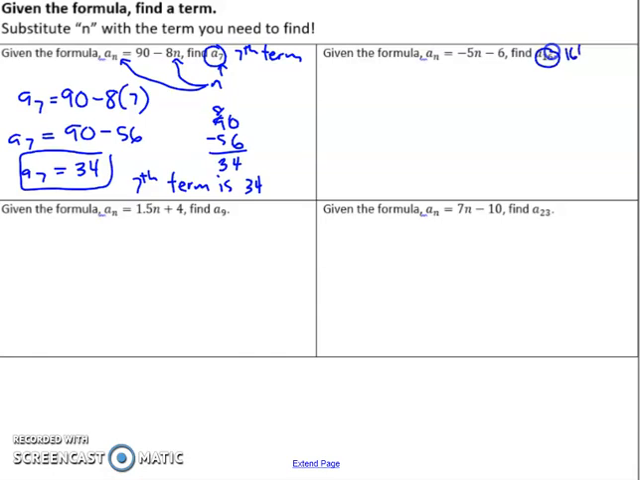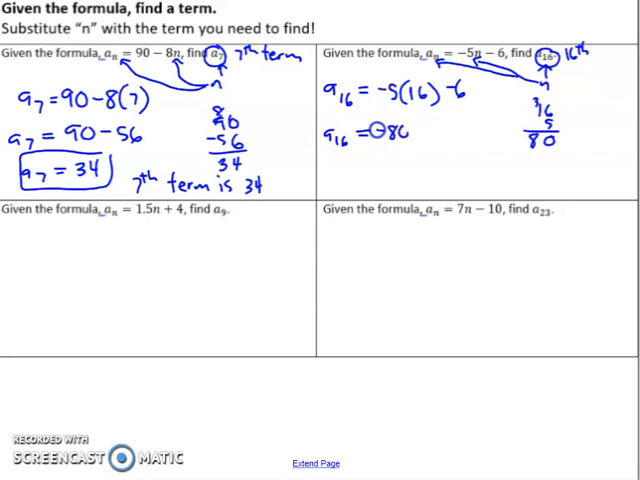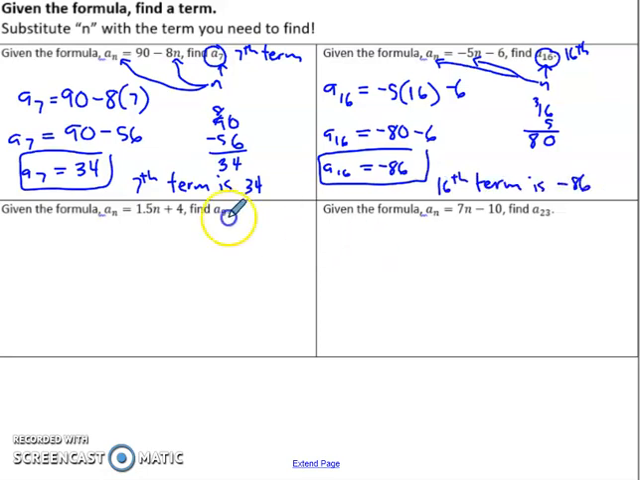This wants the 16th term, so anywhere n is now going to be 16. So to find the 16th term, I multiply -5 times 16, since 16 is n now, minus 6. So for the 16th term, I do 16 times 5, that's 80. I know it's negative, so -80 minus 6. The 16th term equals -86. So the 16th term is -86. Keep going.